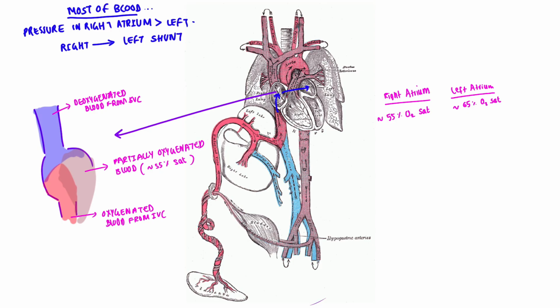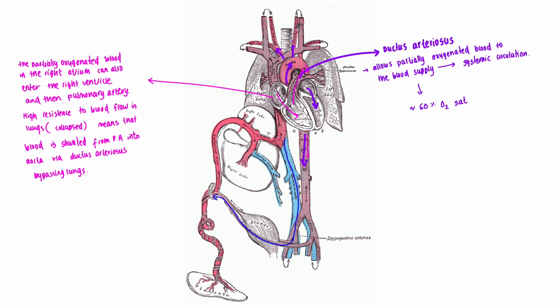Because the right atrial pressure is higher than the left atrial pressure in fetal circulation, most of the oxygenated blood is shunted through the foramen ovale. A mixture of oxygenated blood from the inferior vena cava and deoxygenated blood from the superior vena cava produces partially oxygenated blood in the right atrium. As a result, the estimated oxygen saturation in the left atrium is 65%, while the right atrium has only 55%.